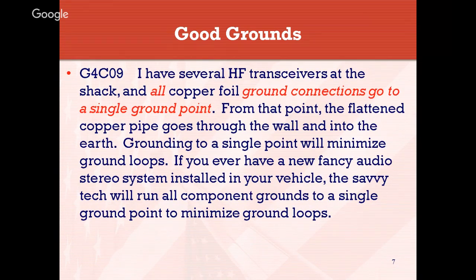Key things to look at here. All of your copper foil ground connections go to a single ground point. Even though you have several pieces of equipment, you want all of them to go to a single ground point. The flattened copper pipe goes through the wall and into the earth. You can actually do that if you buy copper pipe at the hardware store, flatten it out, and run it out the best way you can, and then connect it to a grounding point inside on the wall that you're going to run all your grounds to.